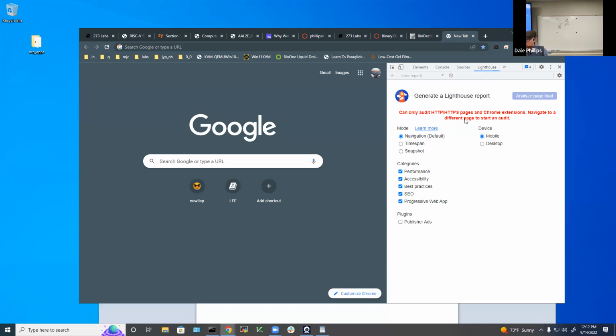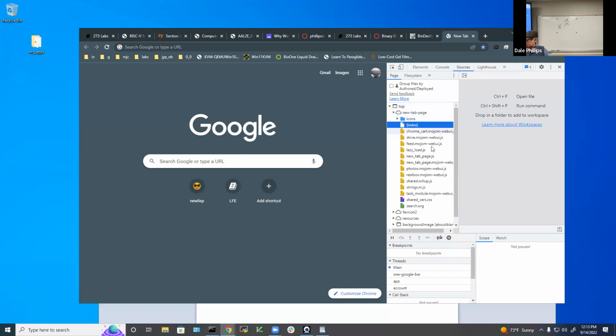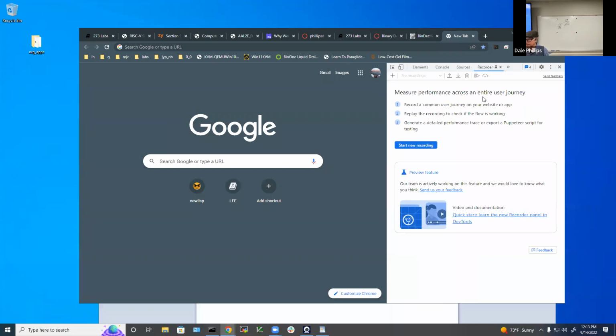And it's only HTTP Chrome extension navigate. Okay. So Lighthouse sources, where your data is coming from. But what am I looking at here? I can do a record. I can actually record all sorts of information, surf and save it.